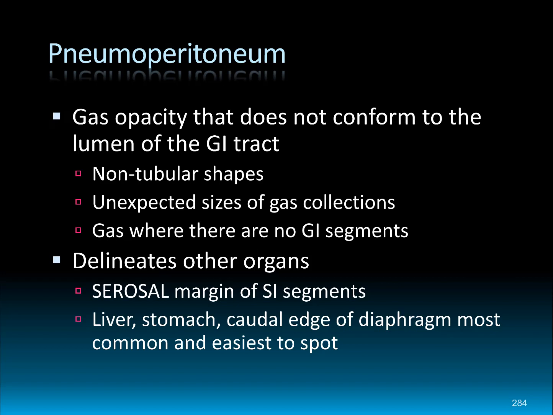To identify a pneumoperitoneum, you need to recognize gas opacity, collections of gas that don't conform to a lumen of a GI tract part. So they're non-tubular shapes, they're in places where you don't see or expect to see the GI tract. And you end up getting increased detail in the abdomen. So where fluid tends to cause decreased detail, now you've got increased detail. You can actually see the serosal edges of the small intestines and other organs better than you usually can. That's a pretty key finding to let you know that there is gas in the abdomen. And a lot of times you'll see that near the liver, near the stomach, or outlining the diaphragm as kind of your final slam dunk there.